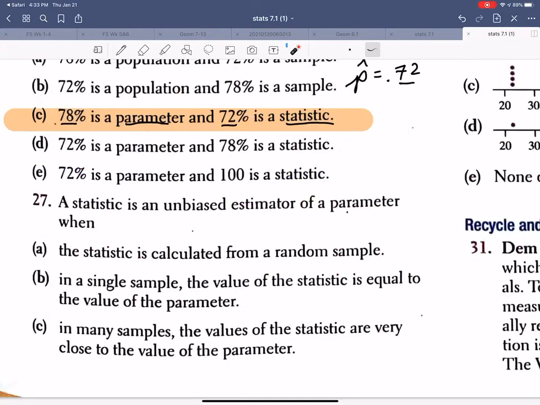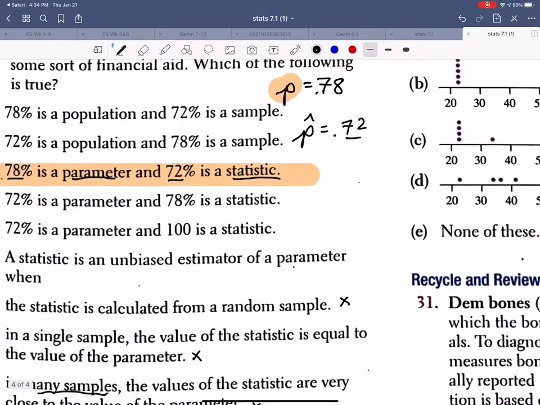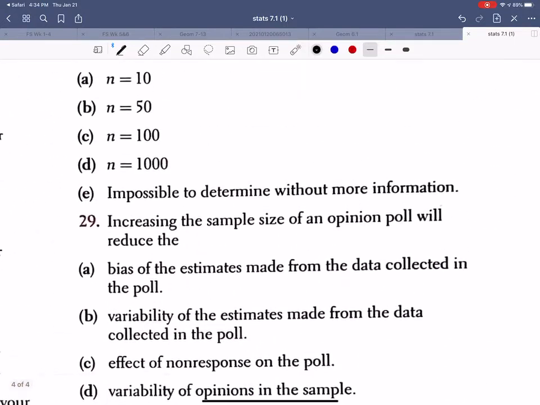Okay, so let's take a look. Which one makes the best fit here? A statistic is an unbiased estimator of the parameter when the statistic is calculated from a random sample. So just because it's random, that's probably not going to be good enough. In a single sample, no, we didn't, right? We took many. In fact, we took all the possible samples of sample size 2 for that to happen. In many samples, okay, the value of the statistics are very close. Okay, that doesn't sound exactly right, so let's keep going here.